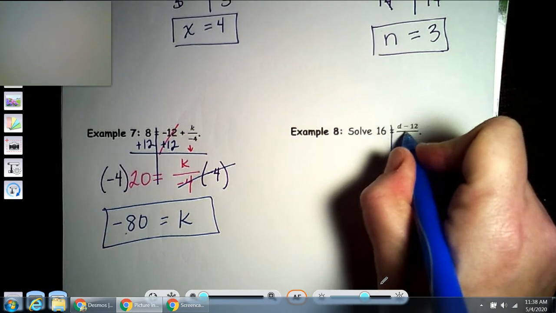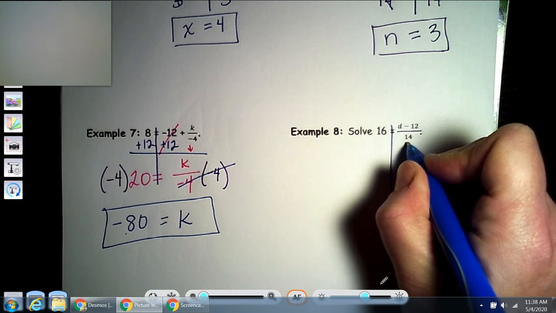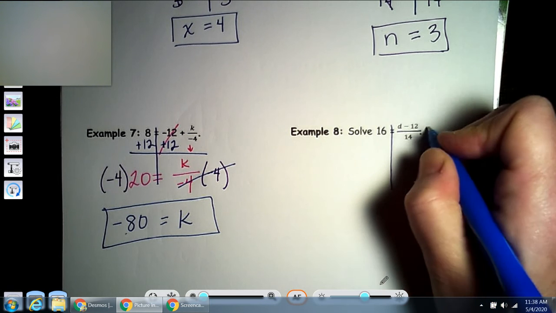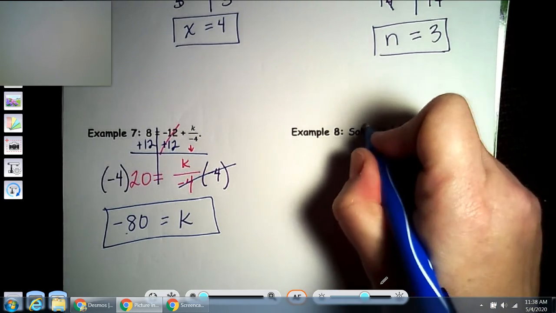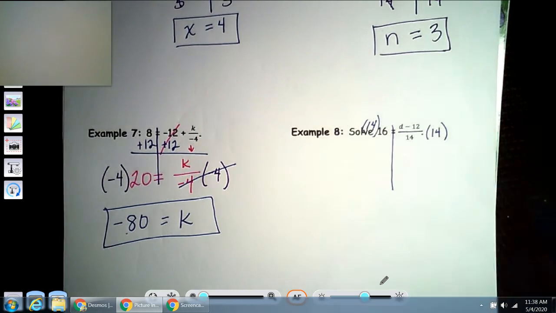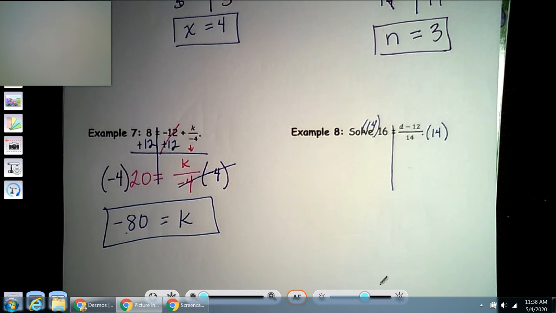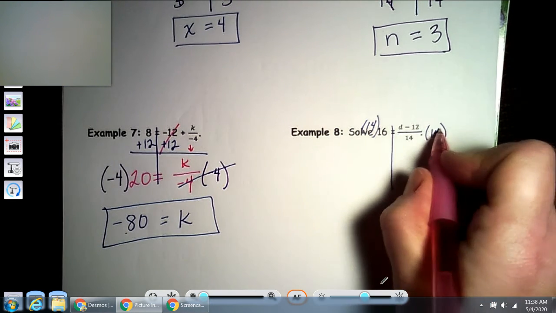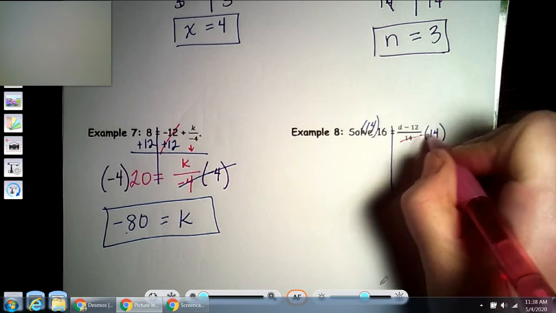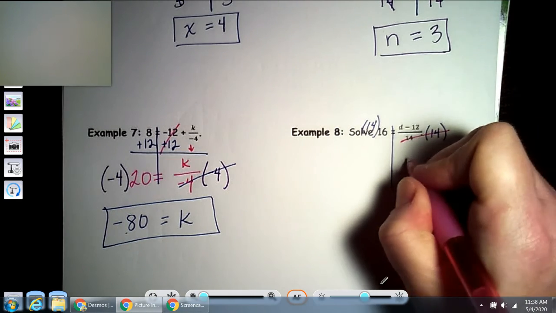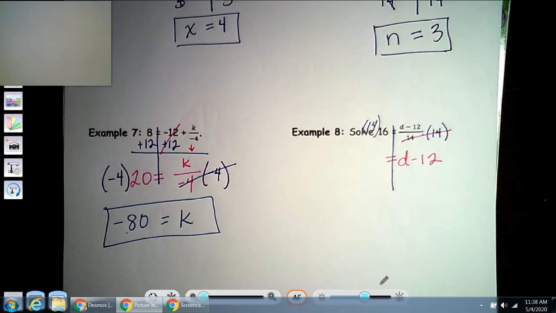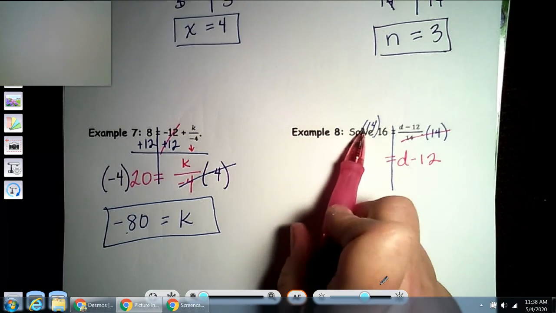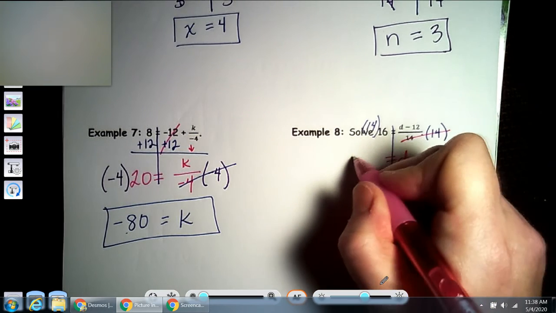Well, this is divided by 14. So remember, what's the opposite of dividing? That's multiplying. So I'm going to multiply by 14 on both sides. Now I know this still looks a little bit ugly, but 14 divided by 14 is 1, so those simplify. And all I have left over here now is d minus 12. 14 times 16 is 224.